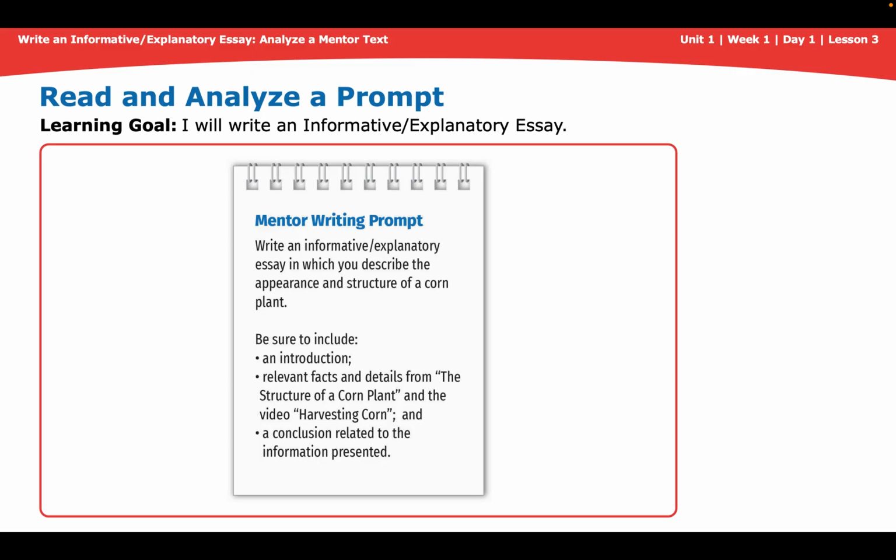So, mentor means it's kind of just an example for you guys to look at. So, if we look at this writing prompt, which you guys have a copy of, it says to write an informative/explanatory essay in which you describe the appearance and structure of a corn plant. You need to include an introduction, relevant facts and details from the structure of a corn plant in the video Harvesting Corn, and a conclusion related to the information presented.